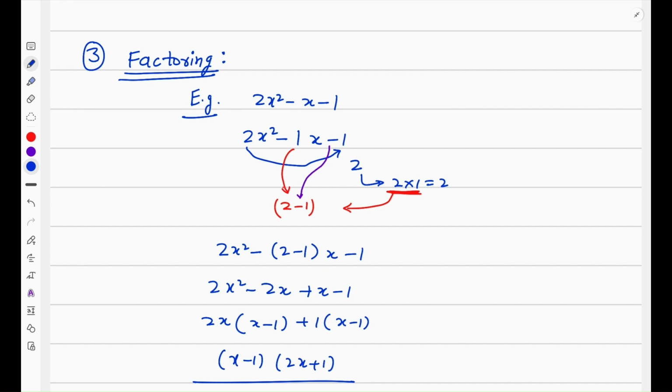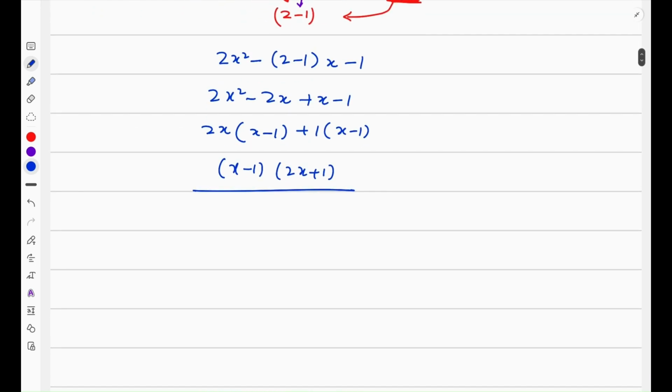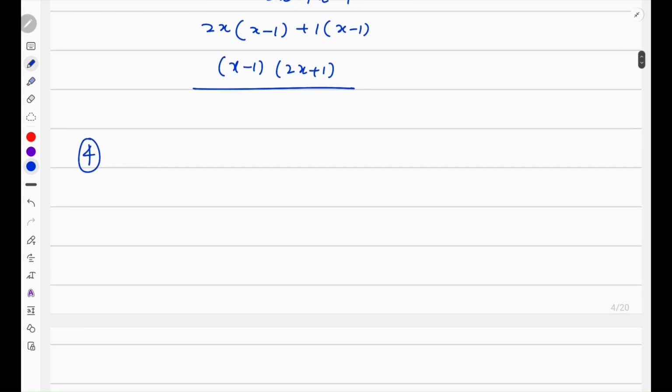And another thing that we can learn here is simplifying the expression.